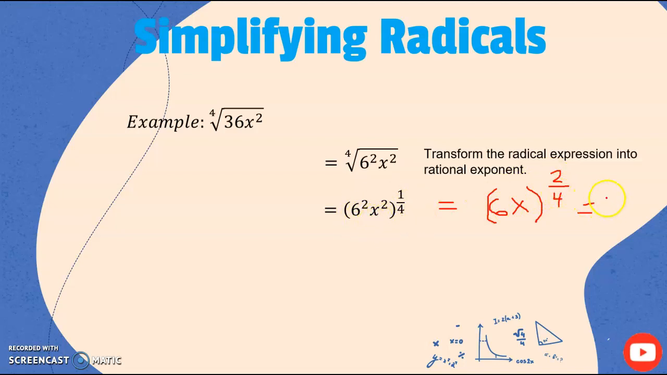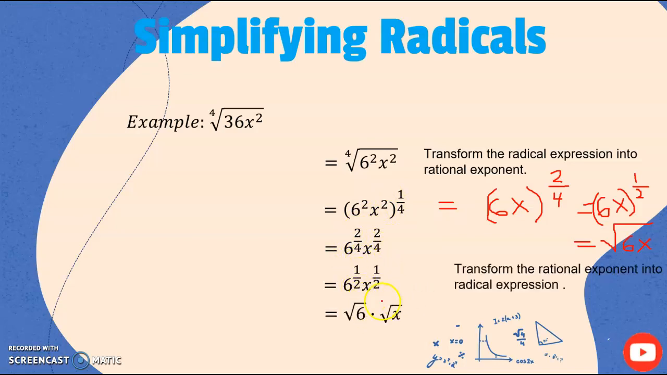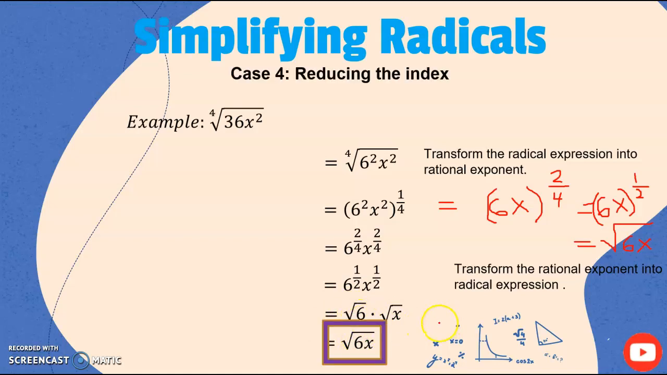And then you simplify 6x to the power of 1/2, which, you just have to put parentheses, is also equal to square root of 6x. Anyways, if we continue this part, 6 to the power of 2/4 and x to the power of 2/4, we simplify them. We put them into radical symbol, square root of 6 and square root of x, and then we multiply the radicand since they are both square root. Then we come up with the answer, square root of 6x.